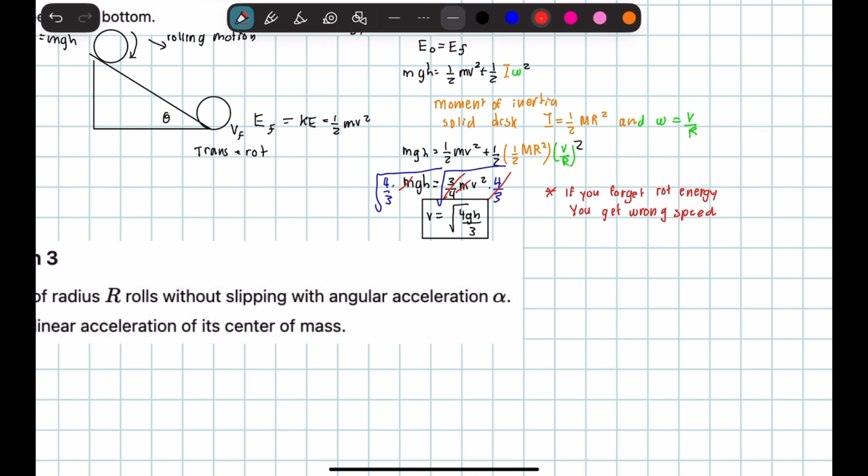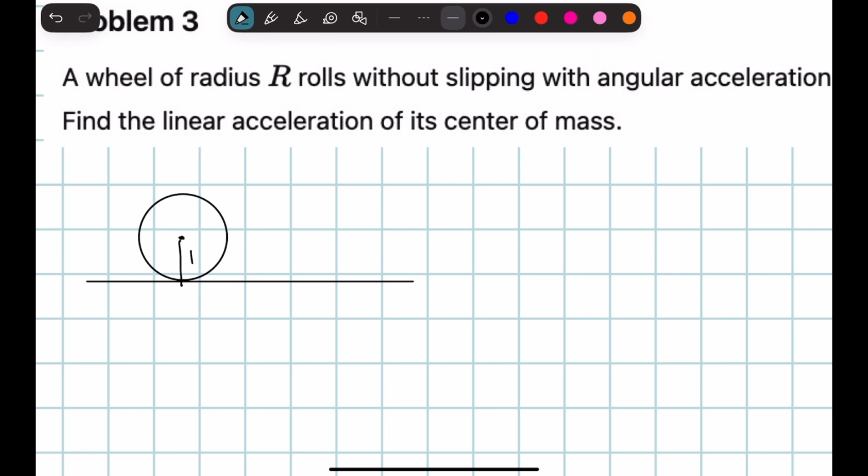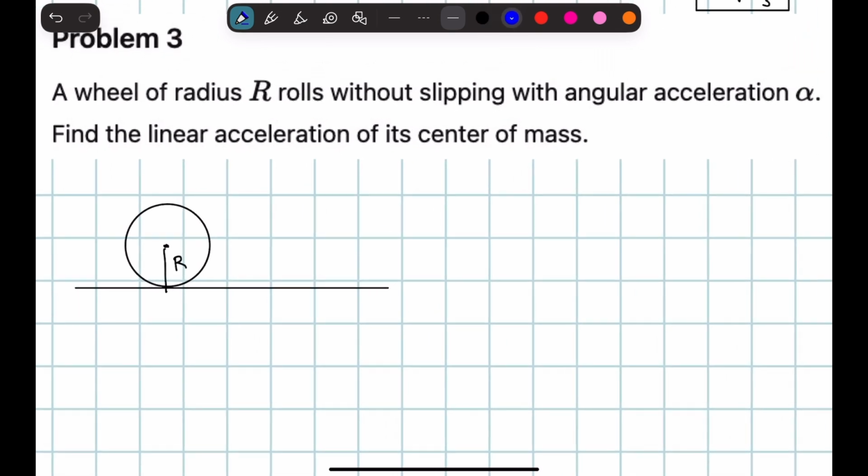So now we're going to do a question that links kinematics with energy. Now let's start. A wheel of radius r rolls without slipping with angular acceleration alpha. Find the linear acceleration of its center of mass. So let's just assume that it's rolling on a flat surface. And because it's rolling on a flat surface, we can represent it as this. So this is the center of mass, and this is just a wheel. So that's going to be the radius, and then it rolls without slipping.